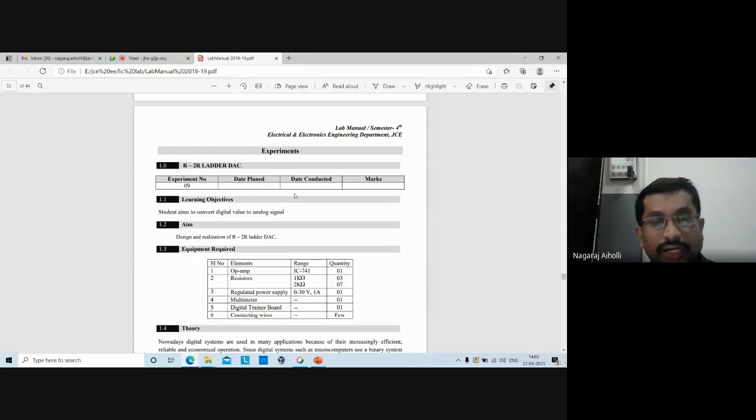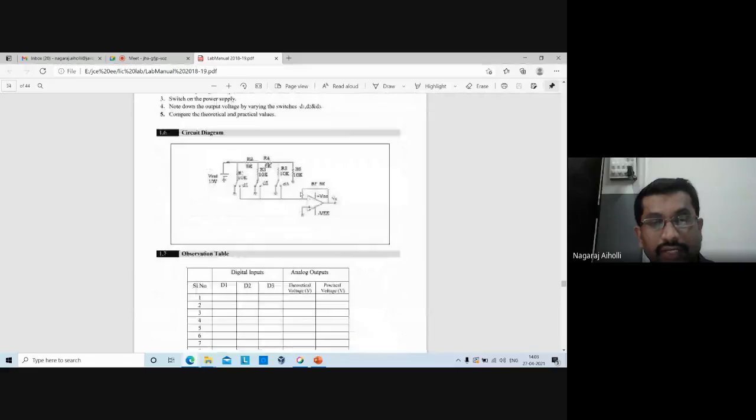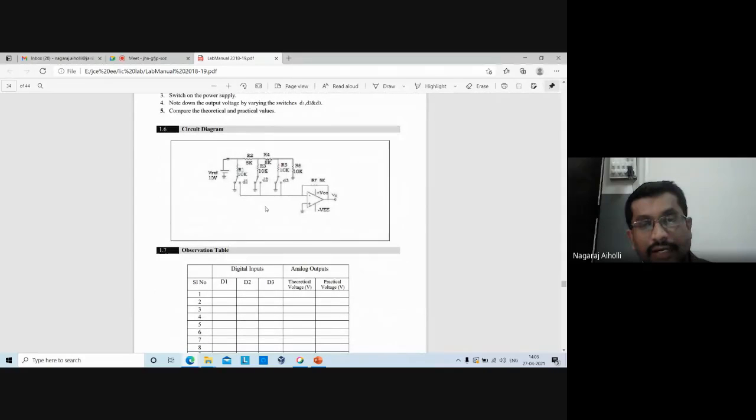So this R2R ladder DAC, here we can see the diagram. The resistors R and 2R are arranged in the form of a ladder circuit. If R is 5K, then 2R is 10K. Double of 5K is how much? 2 times 5K is 10K. Correct? And hence the circuit name given to this is R2R ladder digital to analog converter.